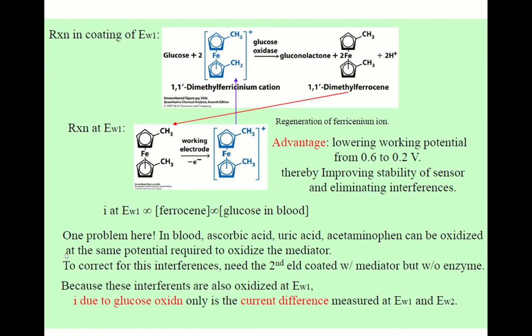So here the current at the working electrode potential, maybe at 0.2 volt, is proportional to ferrocene concentration, and ferrocene concentration is proportional to the glucose concentration in blood. Okay, this is the second generation of glucose sensor.